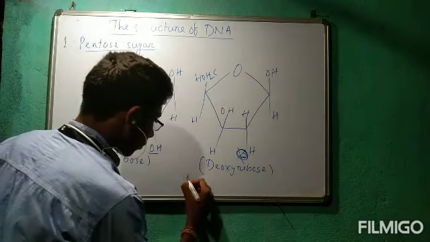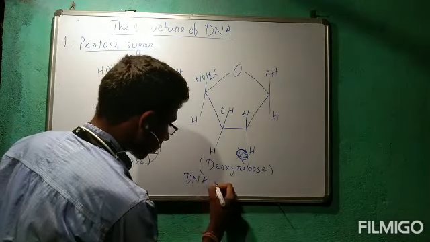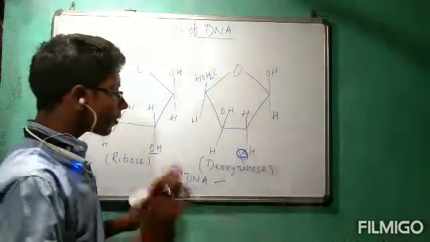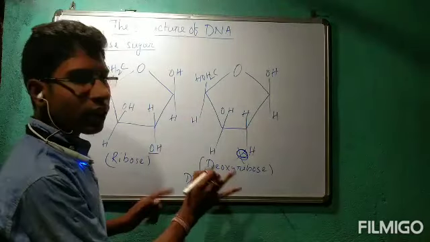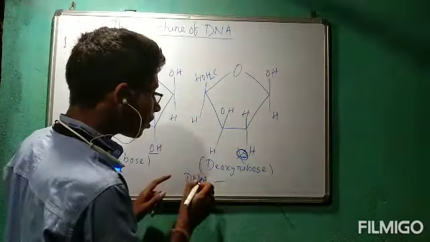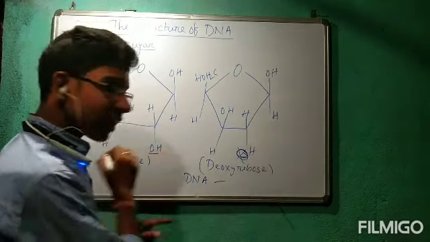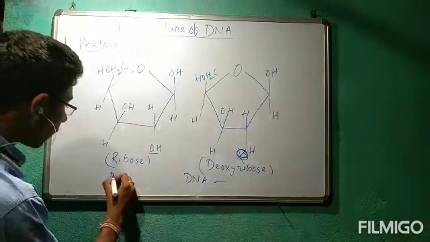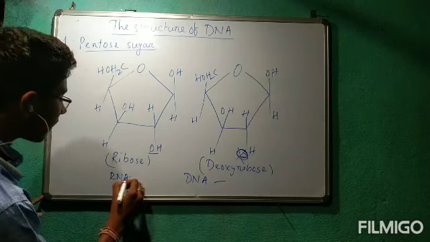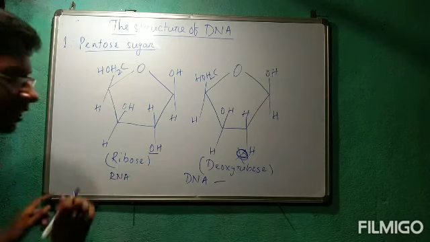Here I remind you, what is the full form of DNA? The full form of DNA is deoxyribonucleic acid. It is called deoxyribonucleic because deoxyribose is present in DNA. But the full form of RNA is ribonucleic acid because ribose is present in RNA.